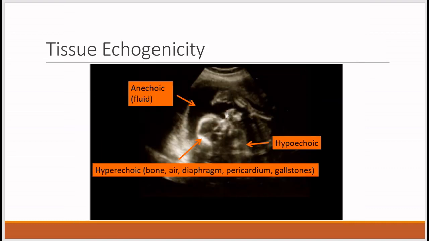And we'll also talk a little bit about tissue echogenicity. On the ultrasound machine, water or fluid is shown as anechoic or black, whereas bone, air, gallstones, pericardia, the diaphragm, it's hyperechoic, which show as the white stuff. And hypoechoic will show a little bit between, sometimes gray.